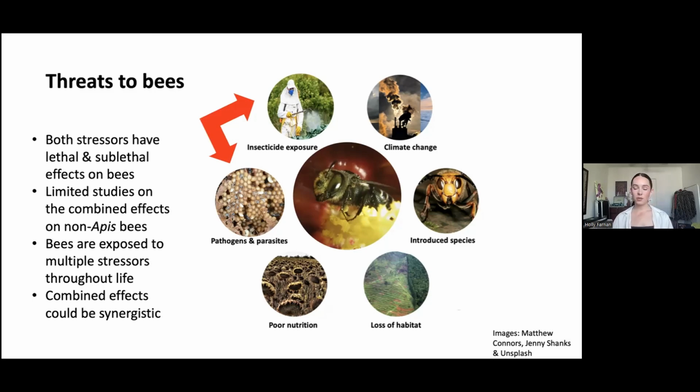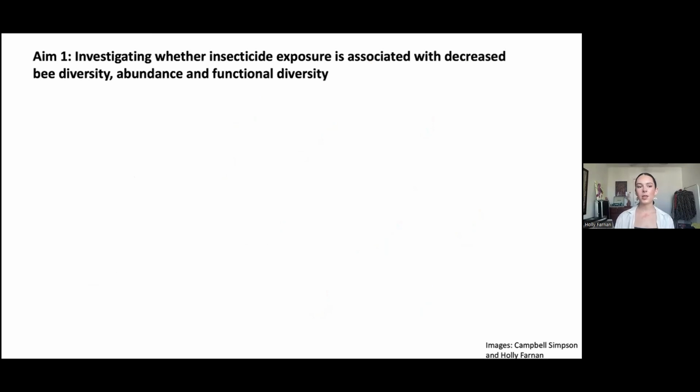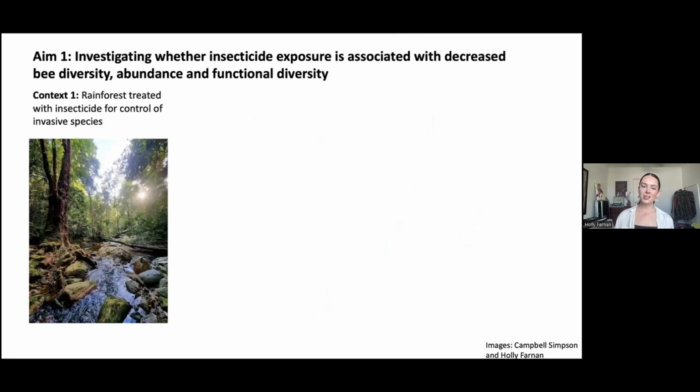So bees are exposed to multiple stresses throughout their life, and the combined effects of these stresses could be synergistic, which means they could add on top of each other and make the effects worse. So the first aim of my research is investigating whether insecticide exposure is associated with decreased bee diversity, abundance, and functional diversity. And to do this, I'll be conducting a field study in two contexts.